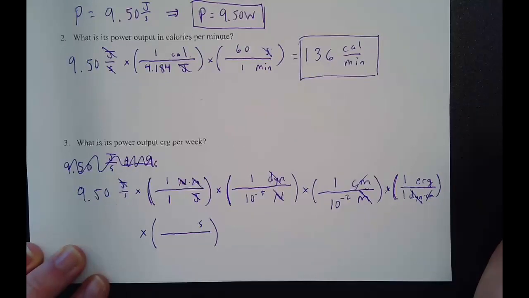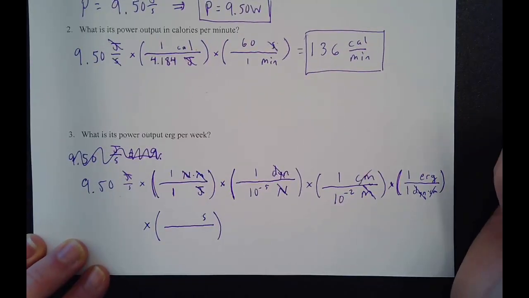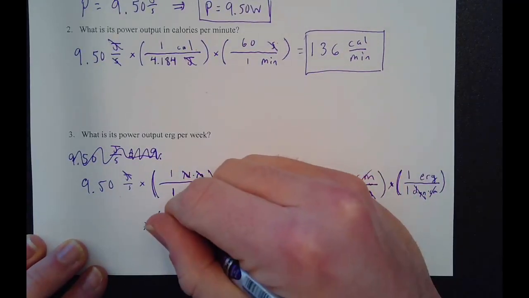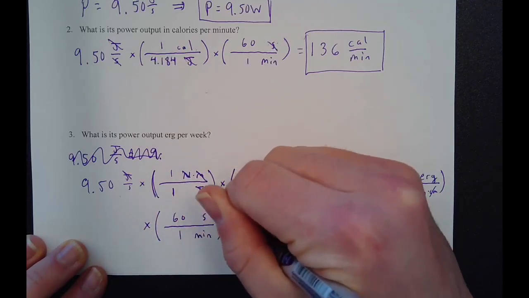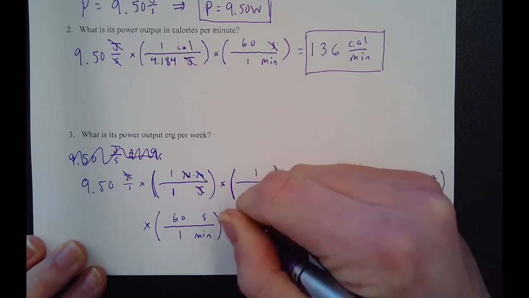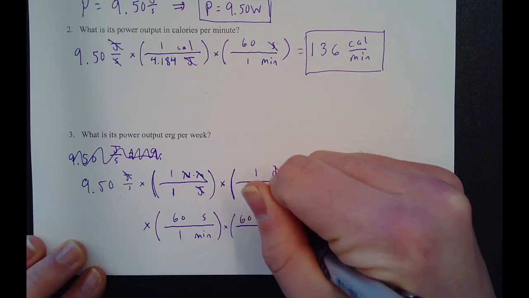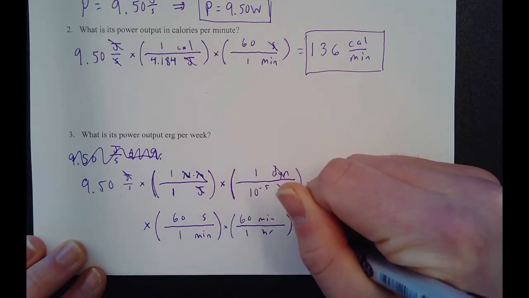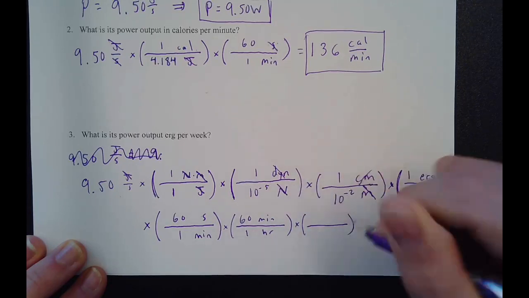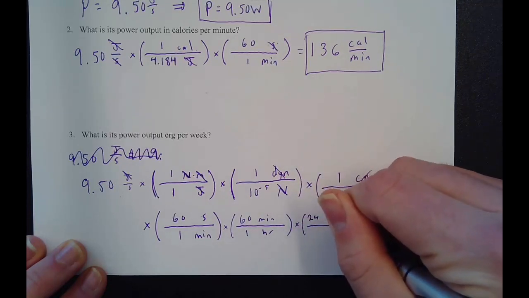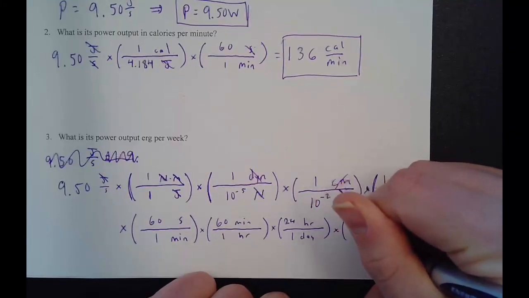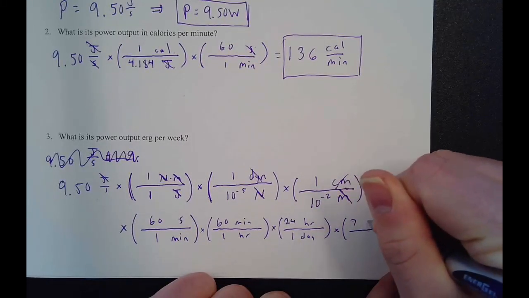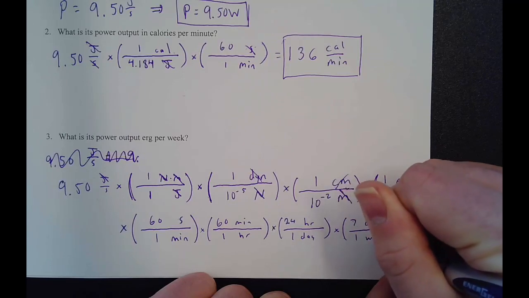I want to end up at weeks. I have seconds. I know that there are 60 seconds in 1 minute. I'm going to go fast through this one. I also know that there are 60 minutes in 1 hour. I also know that there are 24 hours in 1 day. And I know that there are 7 days in 1 week.